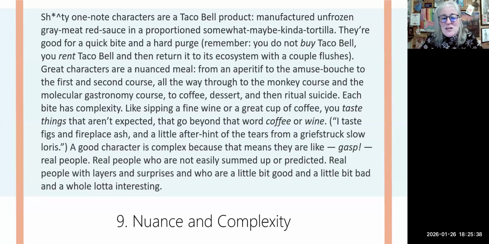A good character is complex because that means they are, like, gasp, real people. Real people who are not easily summed up or predicted. Real people with layers and surprises, and who are all a little bit good and a little bit bad and a whole lot of interesting. That one was fun. I like that.